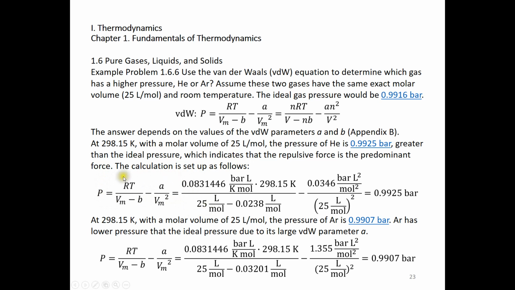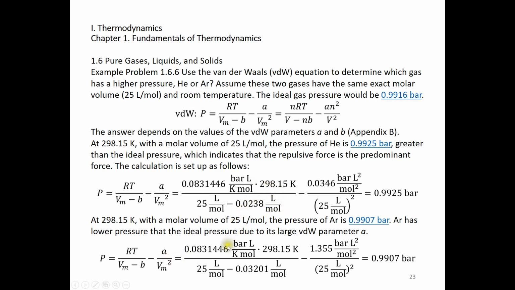So now, this is the Van der Waals equation. Pressure is RT over the molar volume minus B, minus A over molar volume squared. And then we plug in the values of A and B. For helium, the value of A is 0.03 bar liter squared over mole squared. The value of B is 0.0238 liter per mole. Again, this parameter B is actually the size of one helium atom multiplied by the Avogadro constant.